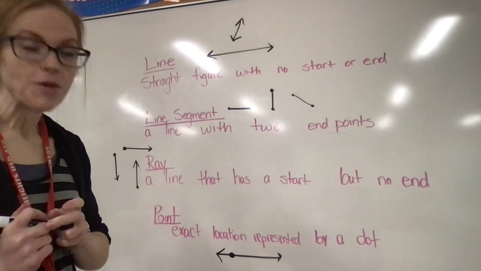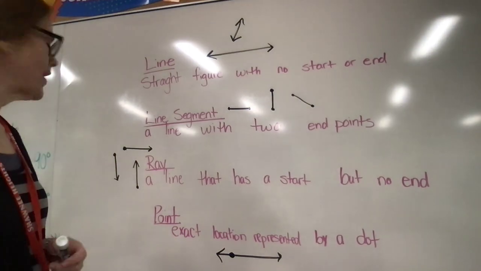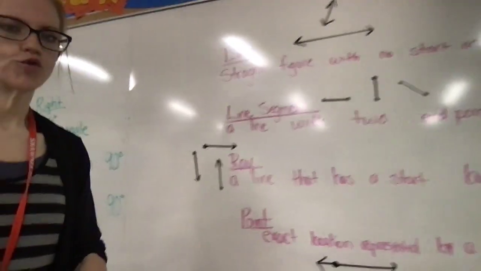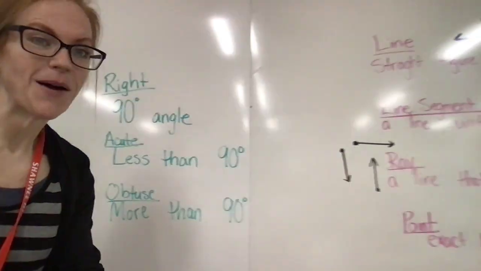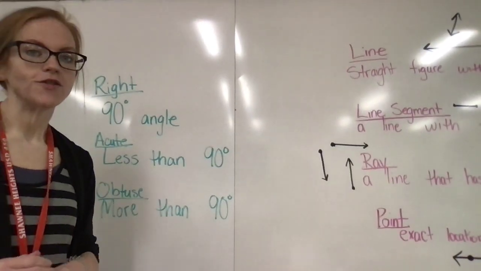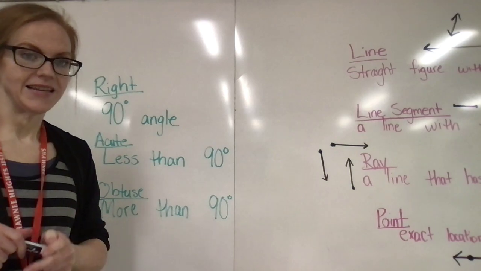You may think we're done. We're about halfway done, so let's keep traveling. We're actually going to travel this way in our classroom. And we're going to talk about angles now. So angles are where 2 lines meet.